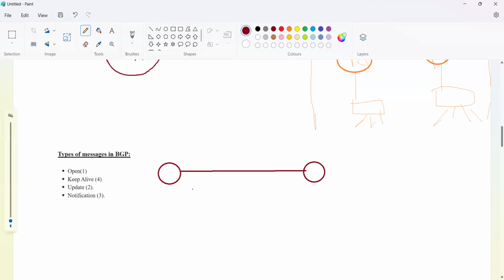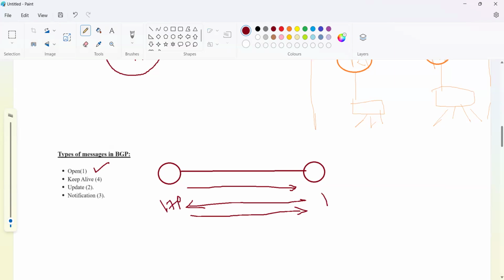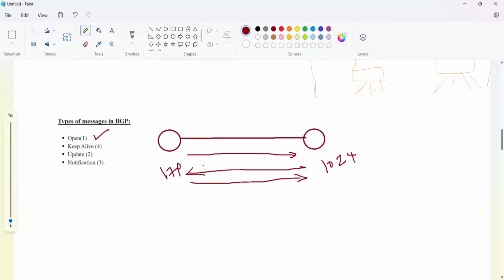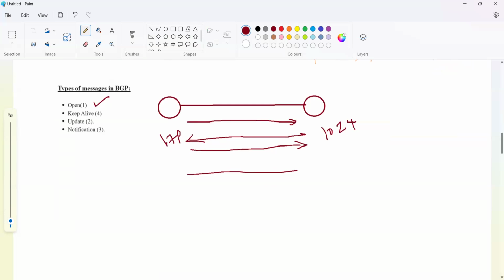In the open message, a TCP connection will be established. The TCP connection is established with the help of the open message, using SYN packet, SYN acknowledgement and ACK, with the help of port number 179. It will give the reply on some other port number, 124 something. The unicast messages will be sent, and after that it will send keep alive messages.